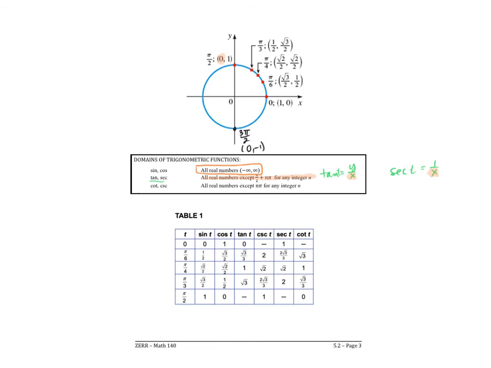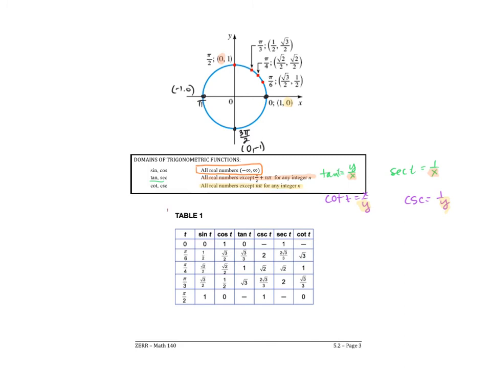Then for cotangent and cosecant, cotangent is x over y, and cosecant is 1 over y. So we've got problems there if y is 0, which happens at 0 and 2 pi, and really any multiple of pi. At pi, what's our y value? Well, it's 0. So we've got undefined whenever y is 0 for both cotangent and cosecant.